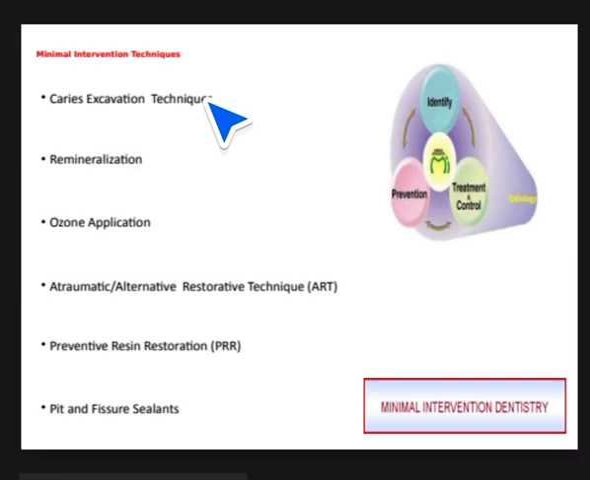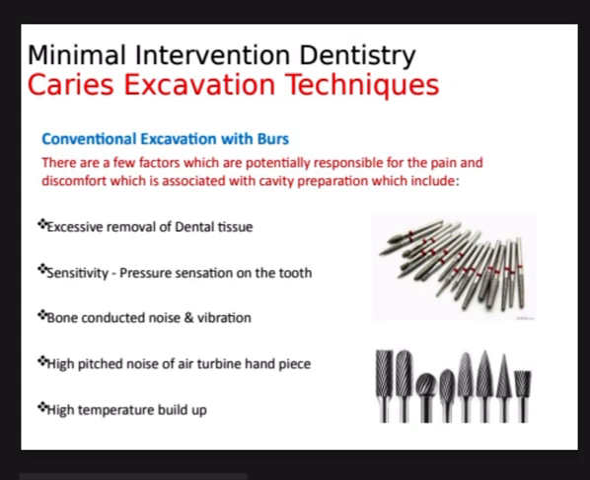So we start with caries excavation. How do we remove caries? How do we remove caries from the cavity? If it's a cavitated region, how do we remove caries? We remove caries using dental burrs. When we use dental burrs, high-speed dental burrs, there is excessive removal of dental tissue. You cannot control the removal of tissue because they're at very high speed. And they remove healthy dentine and enamel. Even if you try, it's very difficult not to remove healthy dentine, healthy enamel. And it gives a lot of sensitivity because there is pressure.